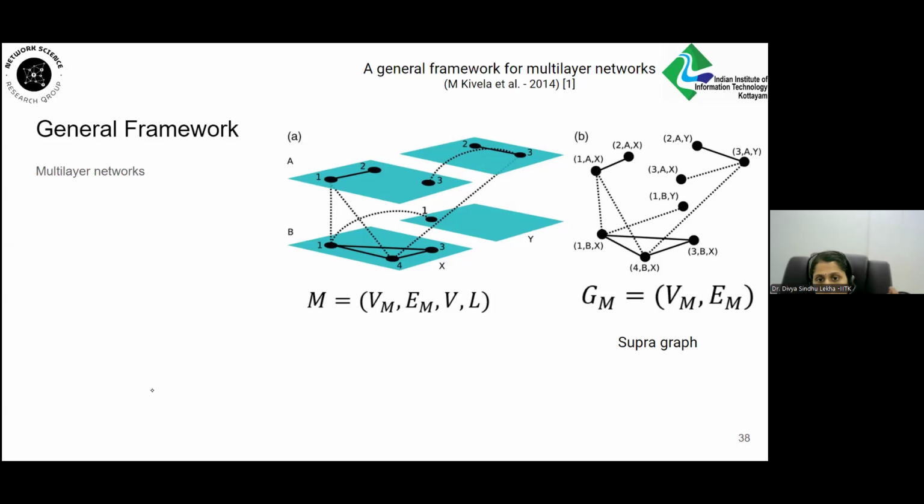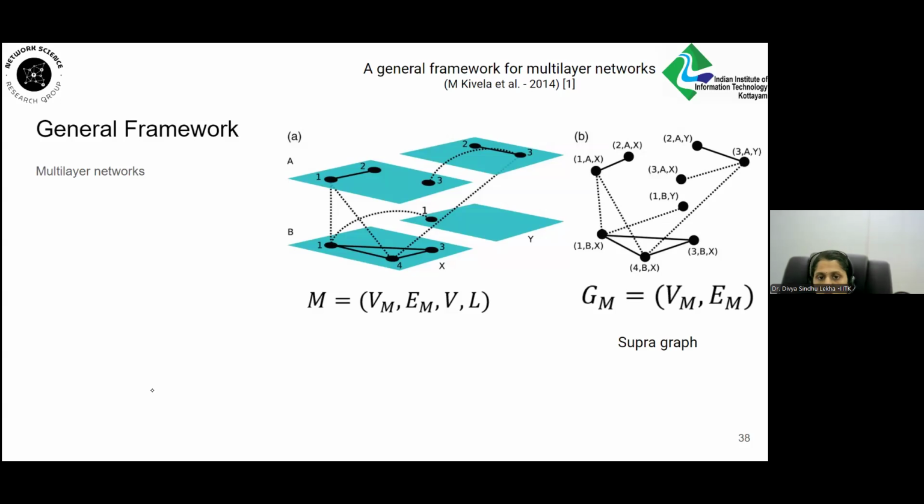But when you come to this particular layer, AY, you can see that there is some relationship between 2 and 3. Maybe this is representing a friendship and this is representing an acquaintance. Which means that 1 and 2 are close friends, but 2 and 3 are not close friends, they are mere acquaintances. So that is represented in a different layer. Now, how will we represent this as a single framework? For that purpose, we make use of a supragraph.